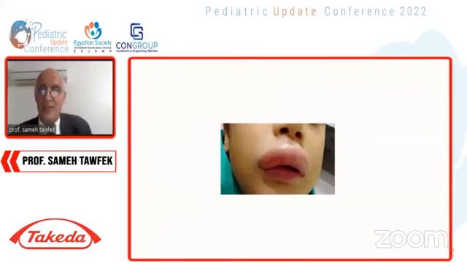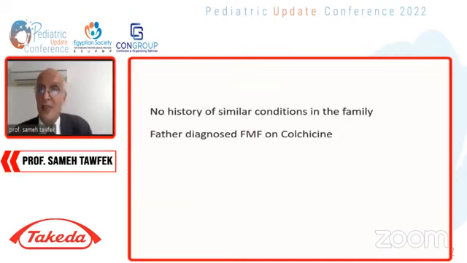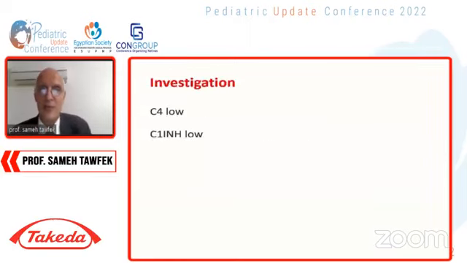And this is the picture of the angioedema of the face for this child. No history of similar condition in the family. Father was diagnosed as FMF, and he was put on colchicine. But is it really FMF? It was diagnosed by symptoms. The symptoms mainly was abdominal pain. I don't believe it was FMF. It was actually hereditary angioedema of the father as well, but not diagnosed.